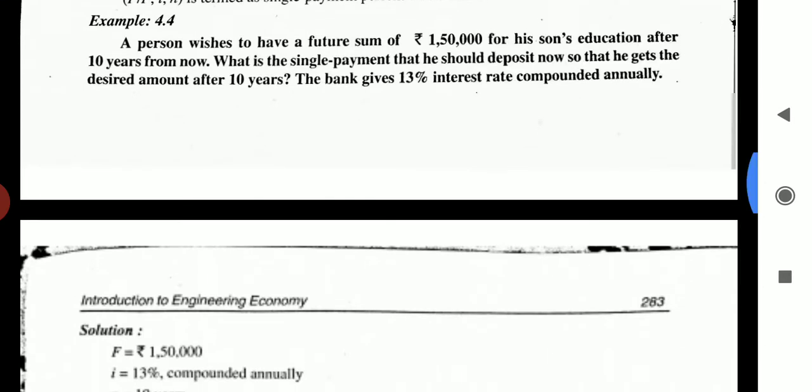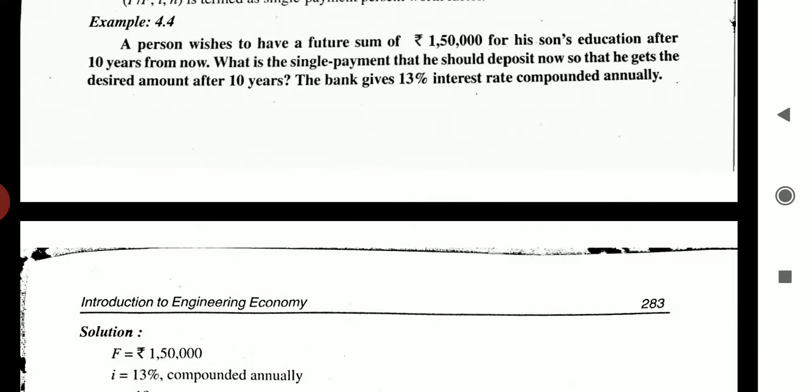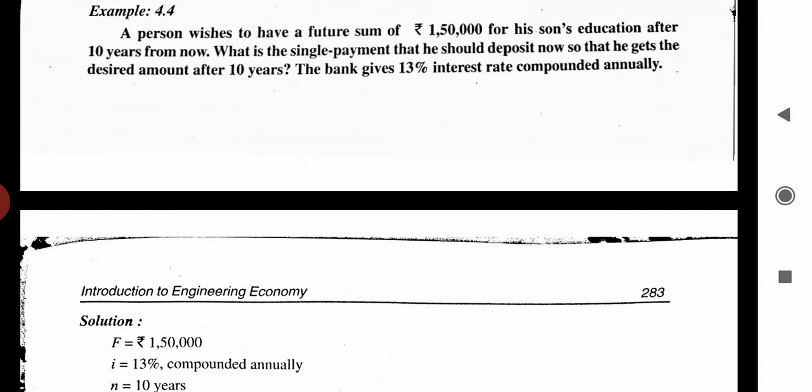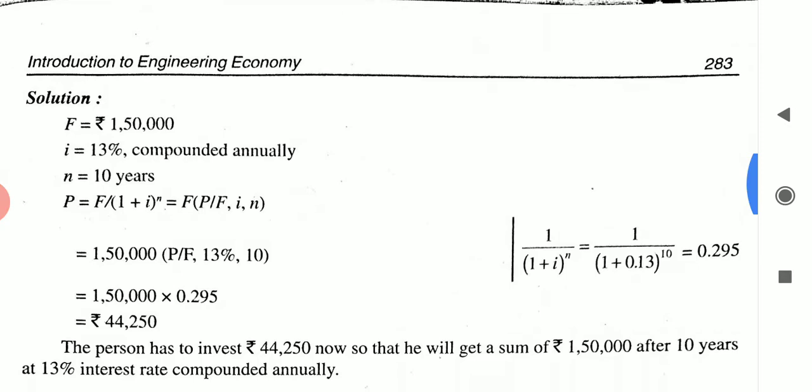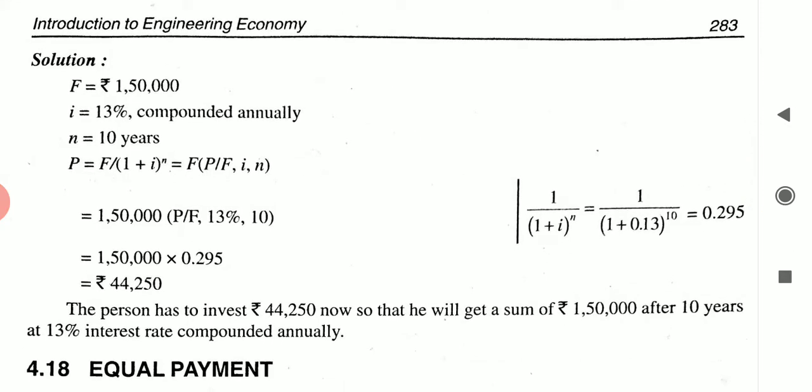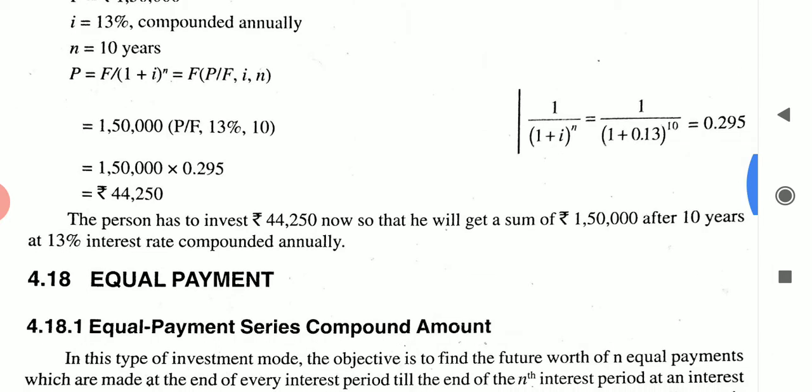So in these cases, the future sum, that is F, is given, that is 1,50,000, the rate of interest is 13%, and the years n equal to 10. Okay, the formula is P equal to F by (1 plus I) raised to n. So by using this formula, we will get the P value.